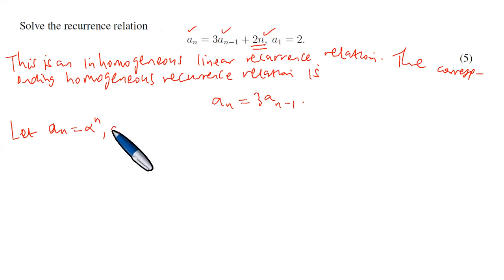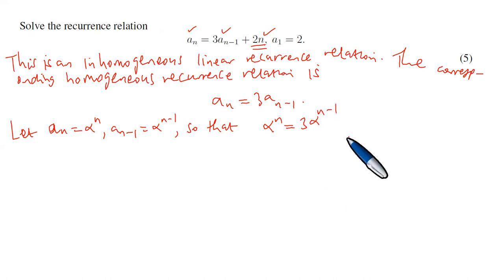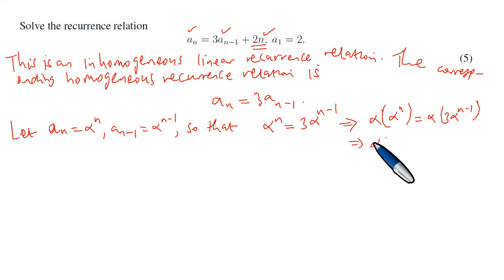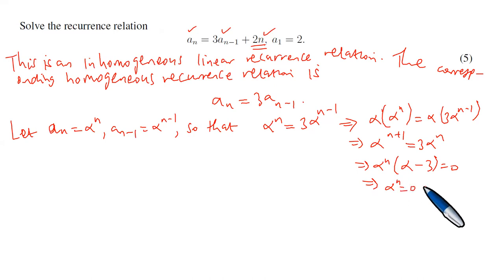be alpha to the n. a_{n-1} is alpha to the n minus 1. So that this is alpha to the n, 3 alpha to the n minus 1. Okay, so from this you can multiply by alpha, which means it is alpha to the n plus 1 equals 3 alpha to the power n. You can factorize alpha to the n, which means alpha to the n times (alpha minus 3) equals 0. This means alpha to the n is 0, or it means that alpha is 3.